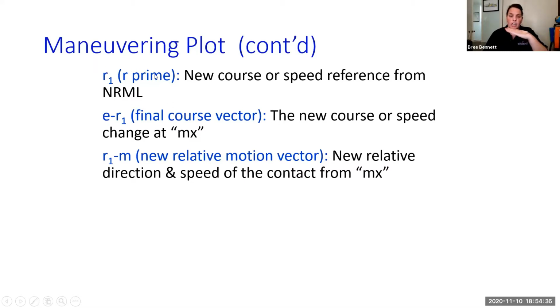So we created a new relative motion line, and then we have to transfer that relative motion line back to our triangle. So we are going to then create a second triangle and figure out what our new R is, whether it's course or speed. So we have a new E to R1, meaning us. E to R is ownership. So what is my ownership that I'm doing? And then we have our new relative motion line.